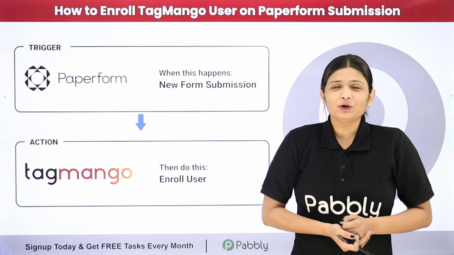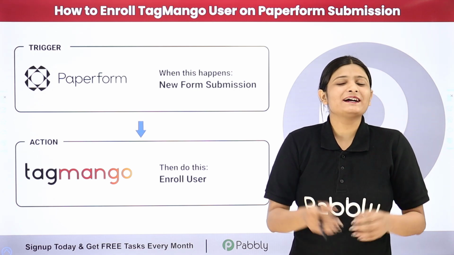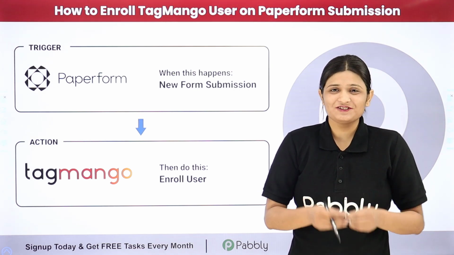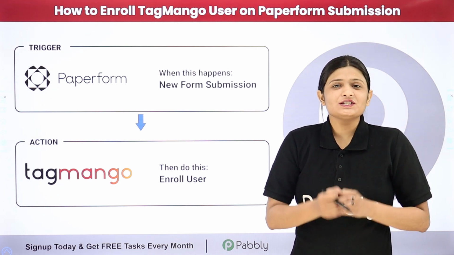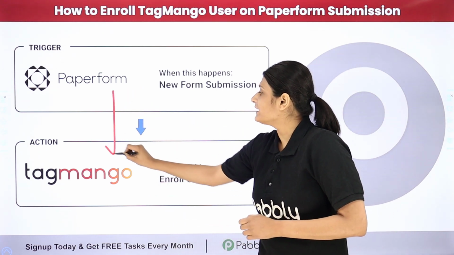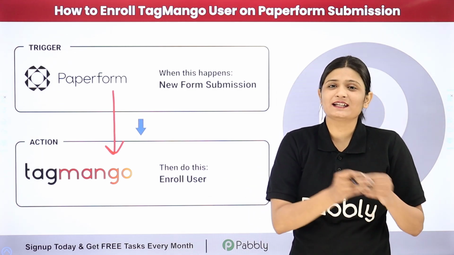Now as I completely want to automate this process, I am going to use Pabbly Connect. Pabbly Connect is an amazing automation and integration software which requires no coding or programming skills. Here I just need to build a connection between Paperform and TagMango. Pabbly Connect runs on two principles, which are trigger and action.